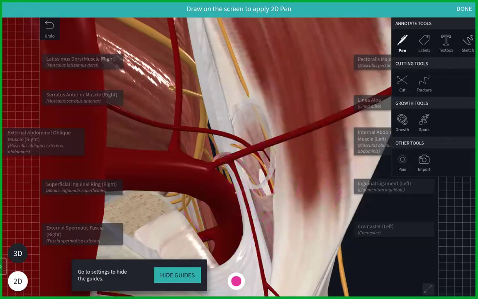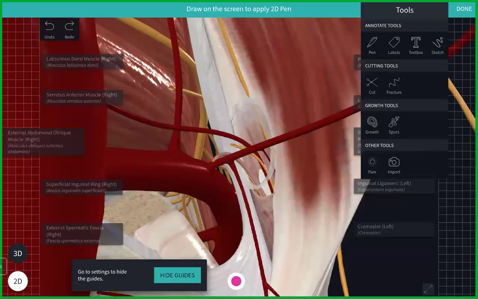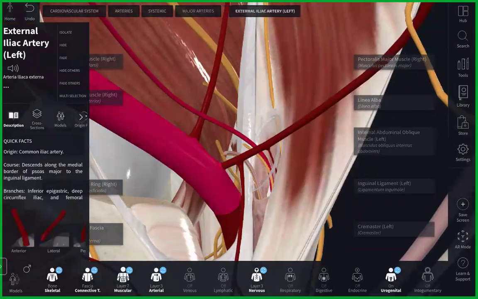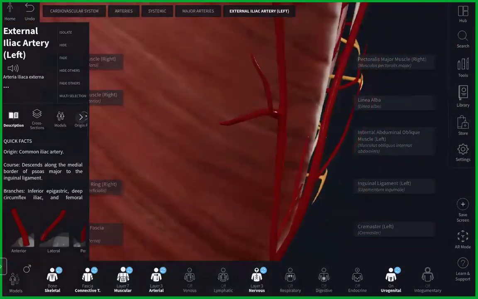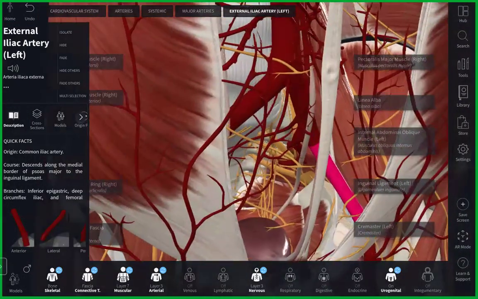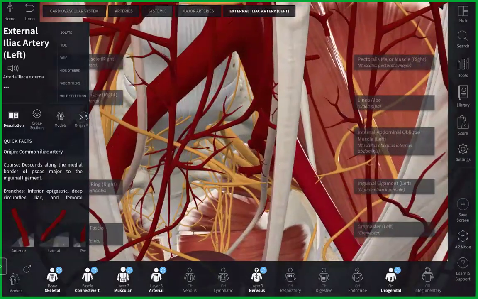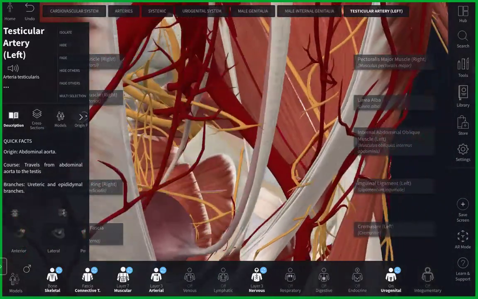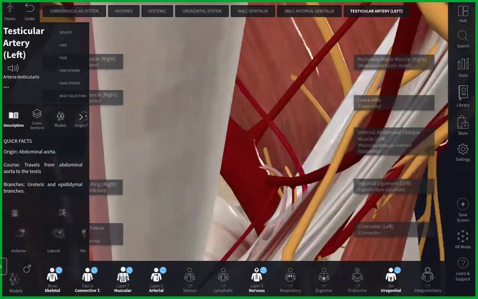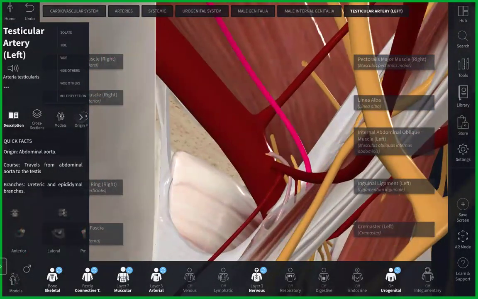And they ask you another question, which artery crosses the external iliac artery and enters the deep inguinal ring. So the only artery entering the deep inguinal ring is testicular artery. Okay. And this is external iliac artery and this is our testicular artery. It's going over the external iliac artery and enters the deep inguinal ring.